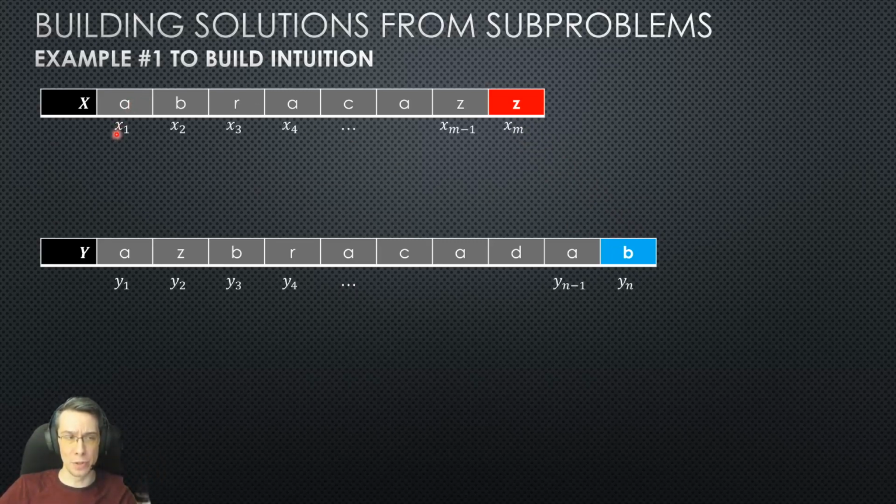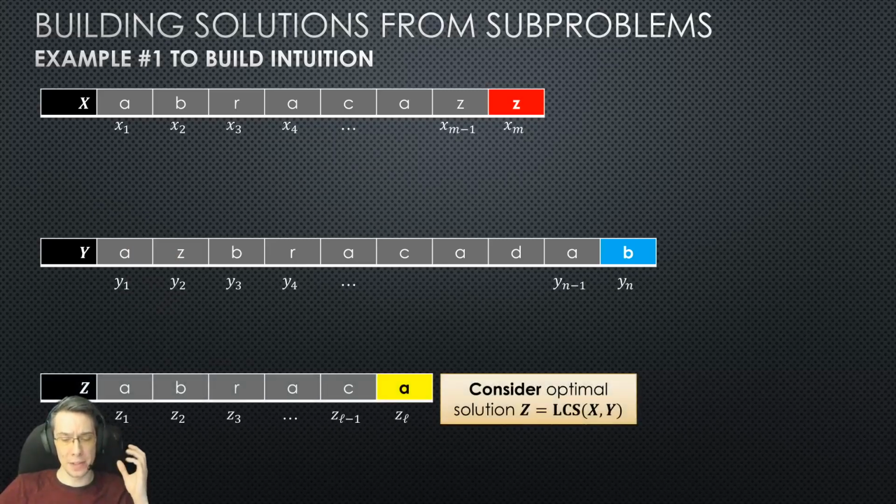Now, here I'm going to write the indices here so we can tell what indices these represent. In this case, m is however many digits this is. This is 8 digits, so m is 8. And so it's X1 up to Xm, and this is Y1 up to Yn. Okay, so these are the names of these individual characters, the indexes of these individual characters.